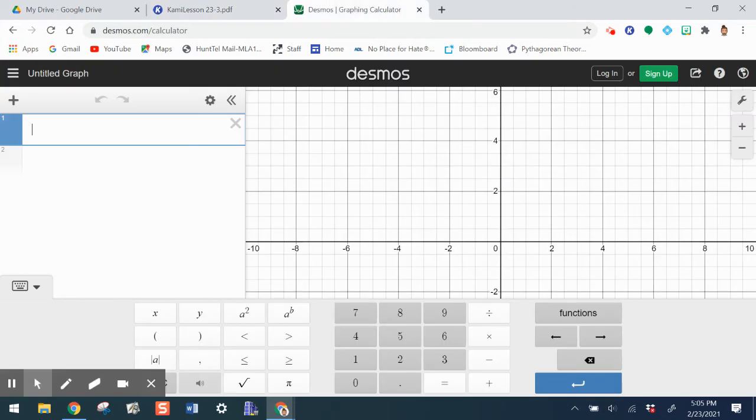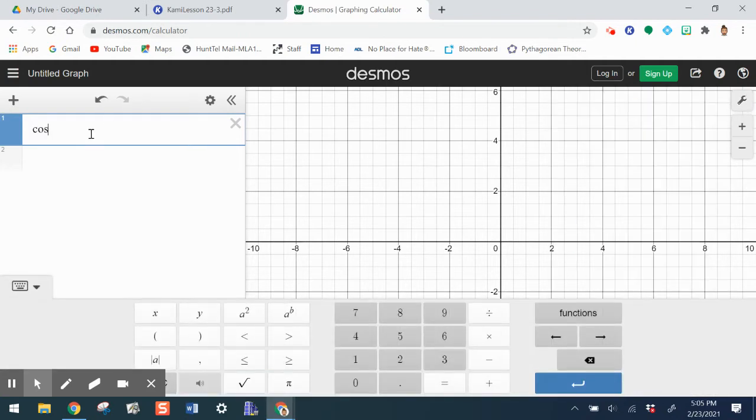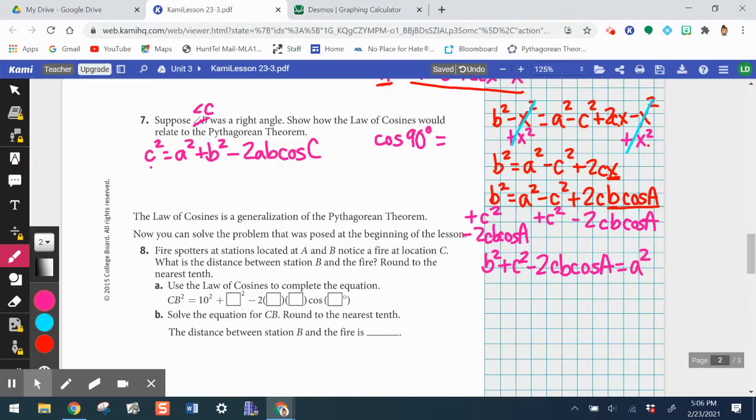So if we go over here to Desmos and compute, make sure we're in degree mode. Always make sure we're in degree mode. We find that the cosine of 90 is actually 0. Interestingly enough, if we have an angle that's 90 degrees, the cosine of 90 is 0.